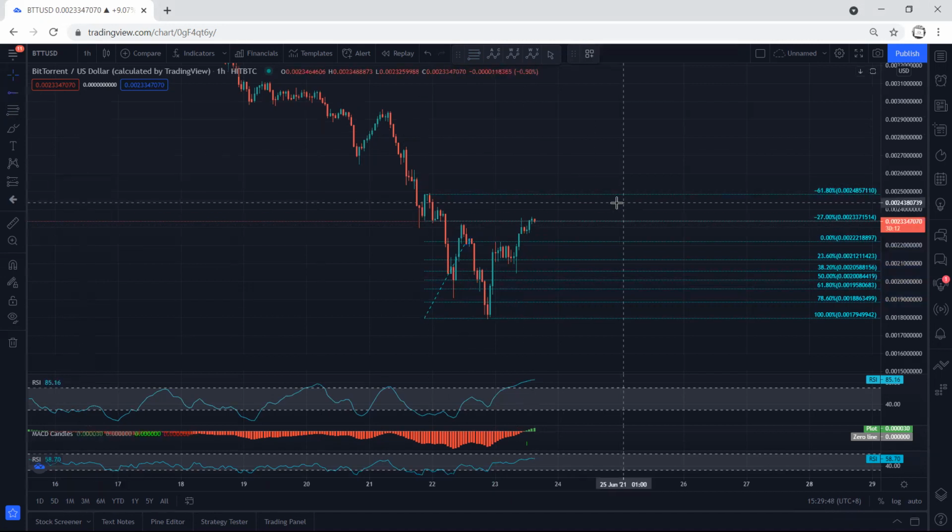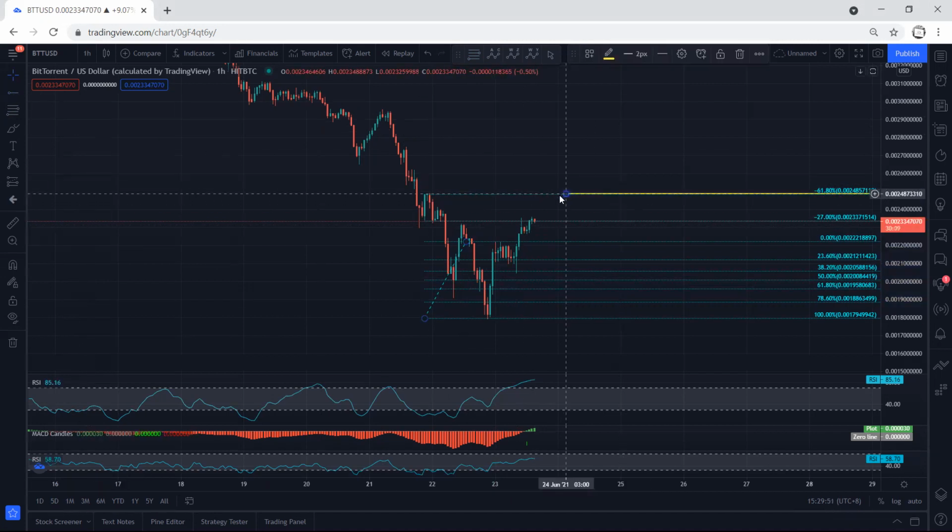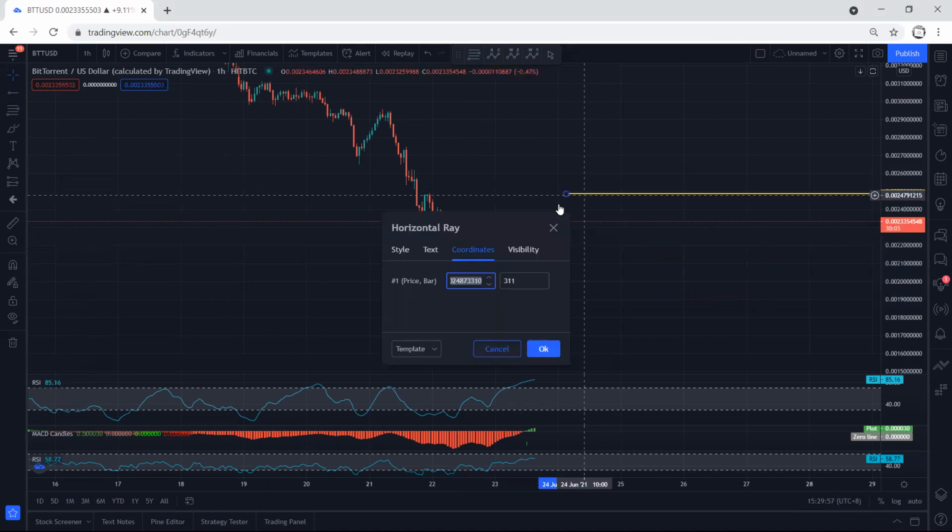If there is a continuation, the next level we're looking for is 61%, which is somewhere around 0.0025, if I change it to the exact value.